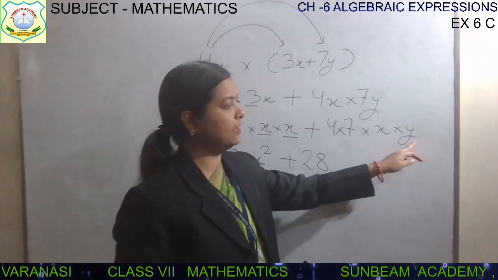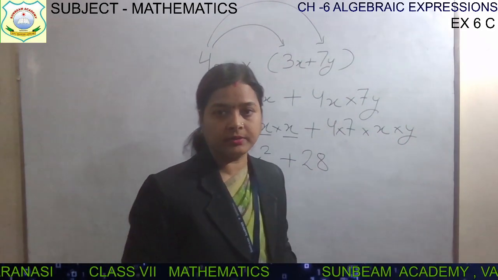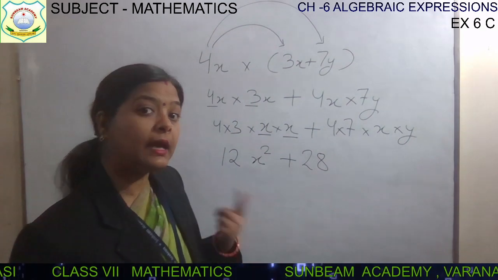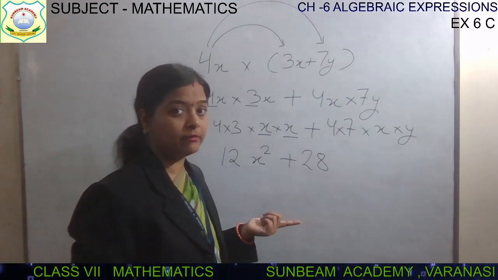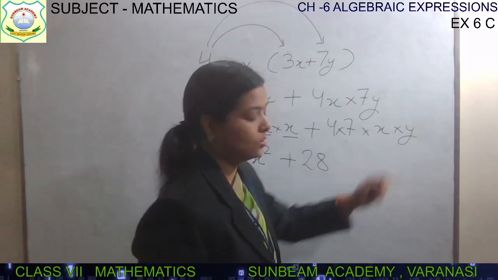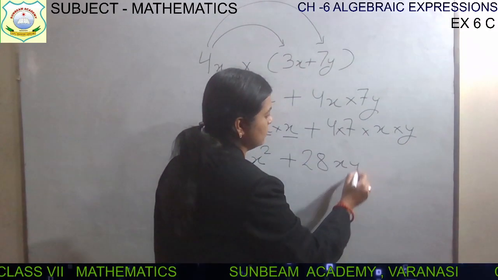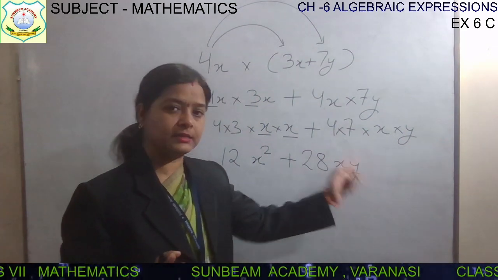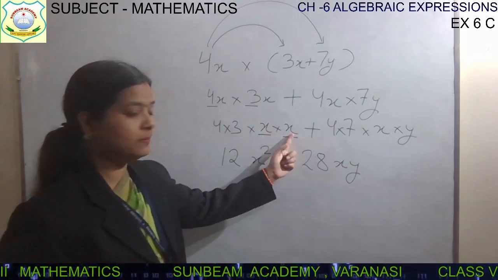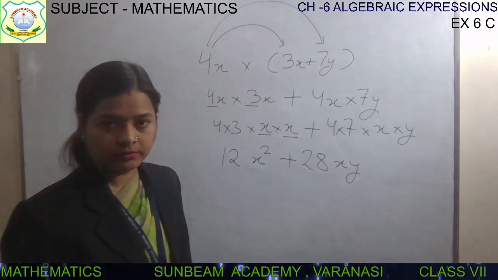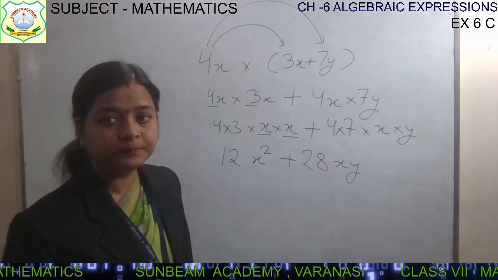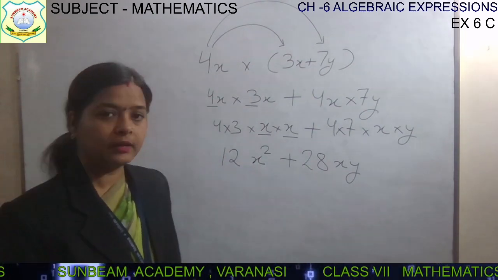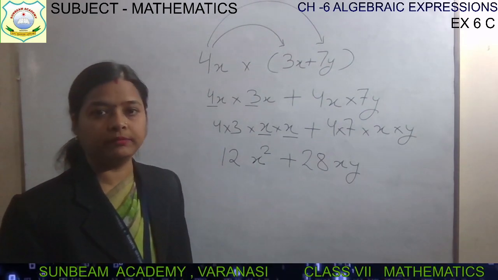The variables are different, children. One is x and one is y. So we can't multiply them, we can't add their powers because the base is not the same right now. So we just write x into y, xy, that's all. If the variables are different, we write it as it is. If the variables are the same, then we will add their powers. Okay, so in this way we can multiply a monomial with a binomial.